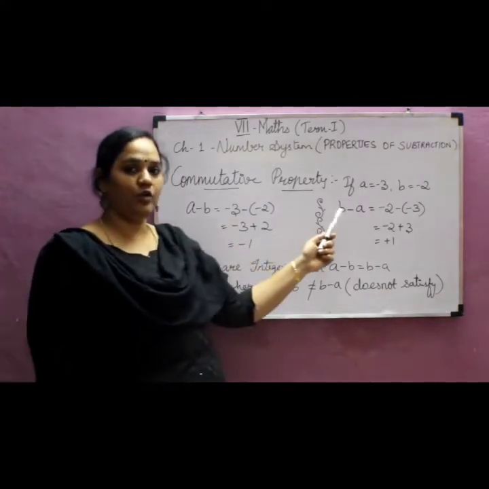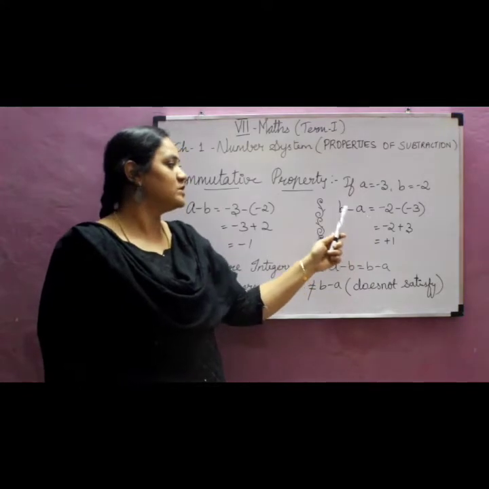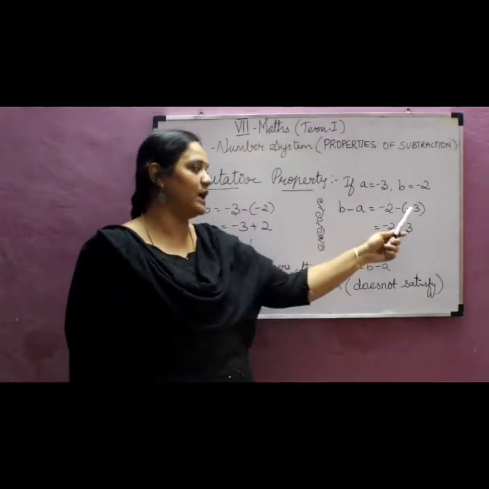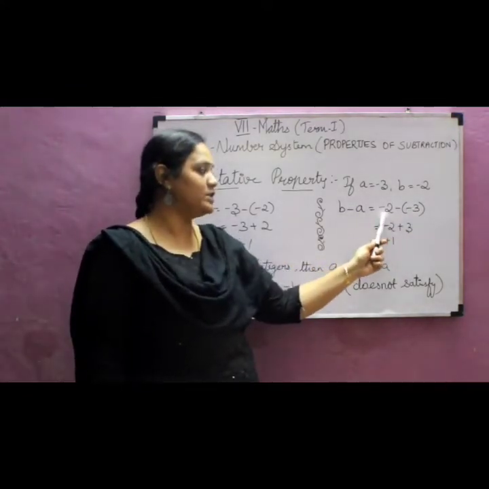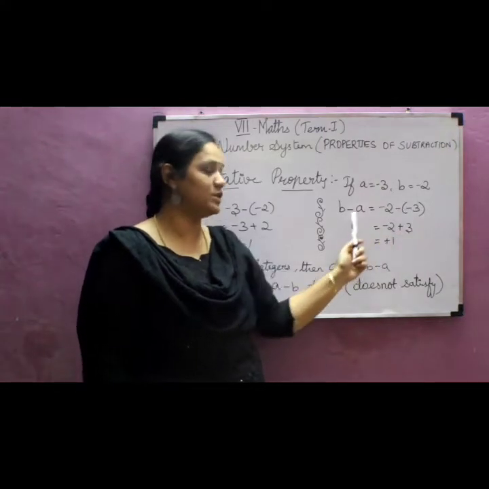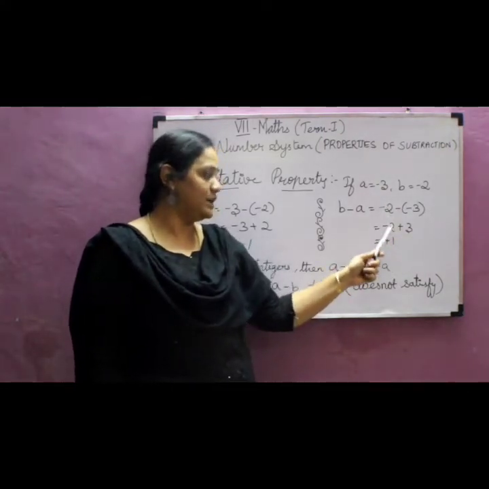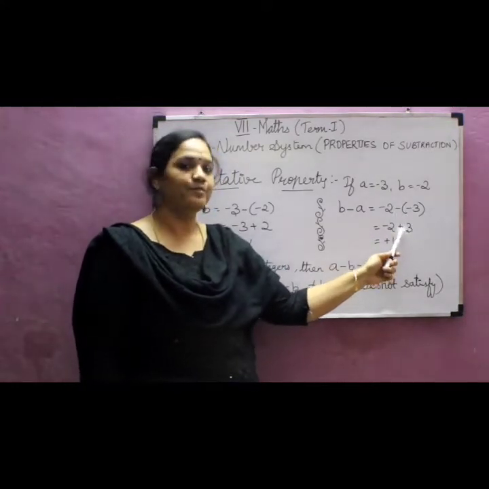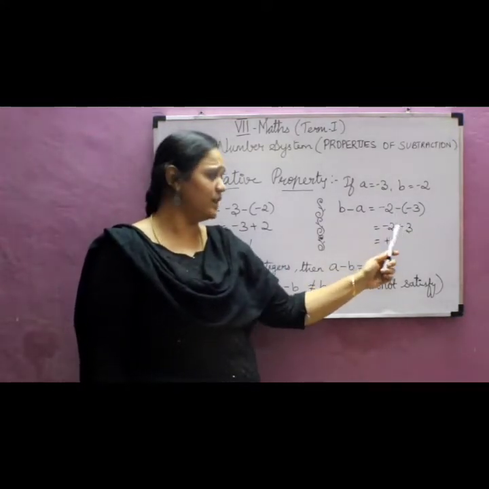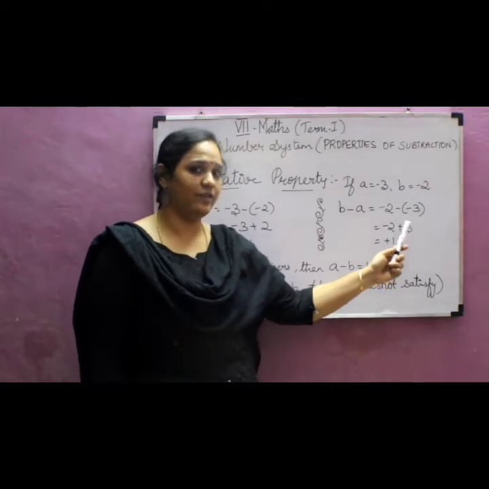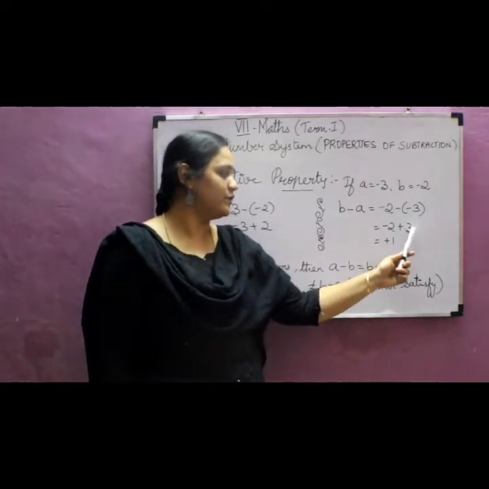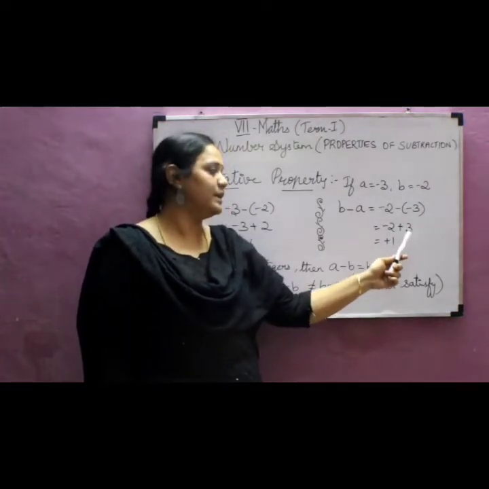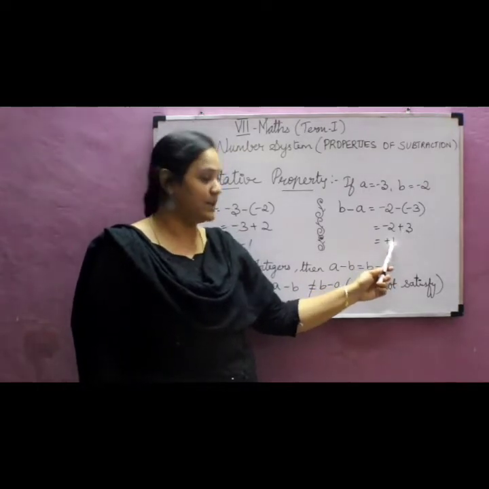Next I found out b minus a. So b value is minus 2 and a value is minus 3. So minus 2 minus minus 3. I have substituted the values here. Now minus 2 will be as it is and this minus of minus 3 will become plus 3. So here also we have different signs, so we have to find the difference. The difference of 3 and 2 is 1, but the greater number's sign is plus, so it is plus 1.